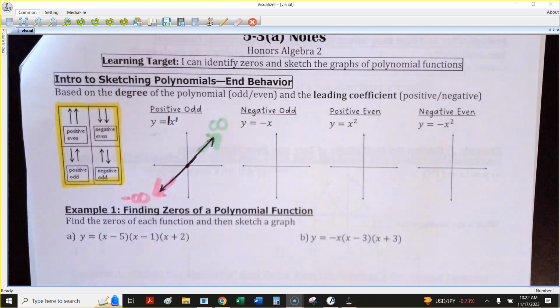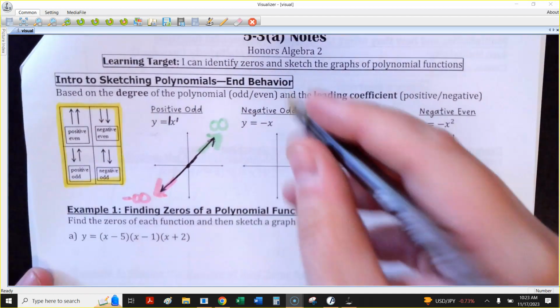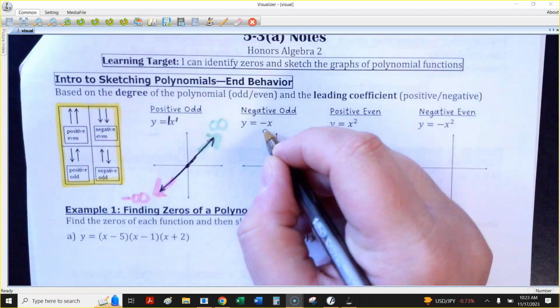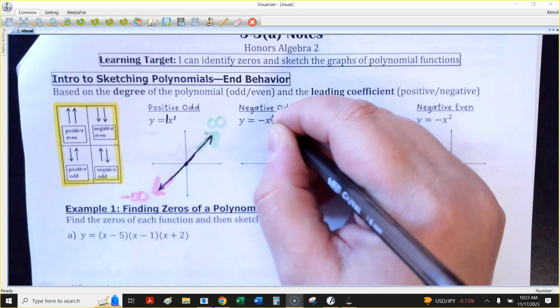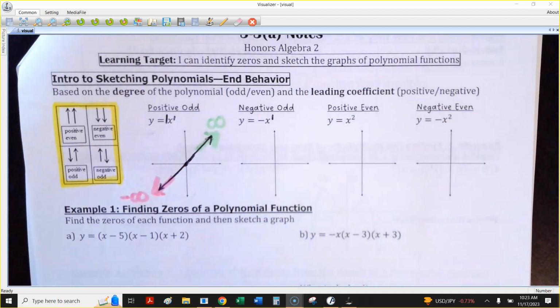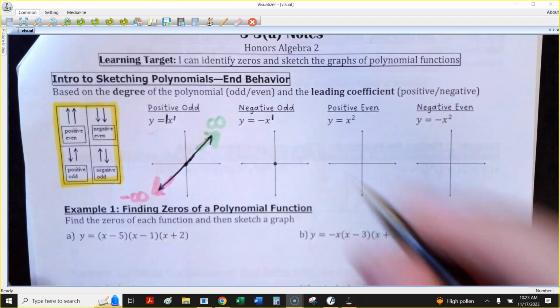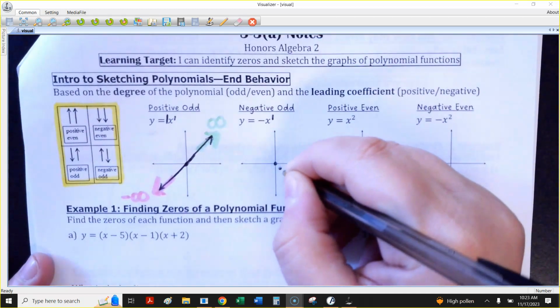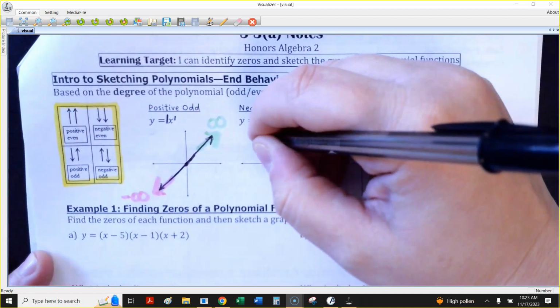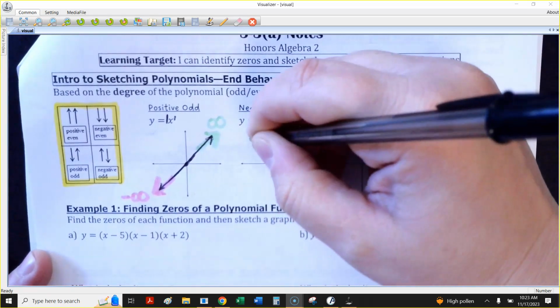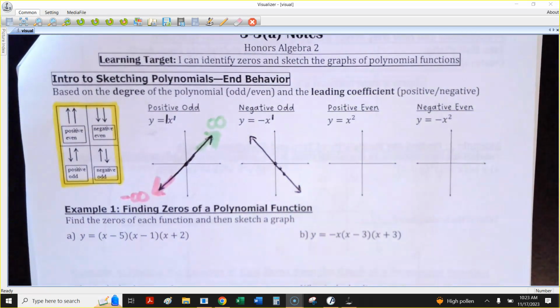Okay, this is the most basic negative odd that I could think of. So you see I have a little negative in front of the x, and again, it's odd because it's x to the first power. If it was to the third or to the fifth or to the seventh, these would all match in terms of their end behavior. But just a basic graph, if I had y equals negative x, again, you'd start that at 0, 0, but you would go down 1 over 1. So this is actually a perfect diagonal through the second and fourth quadrants if you were looking at a graph.